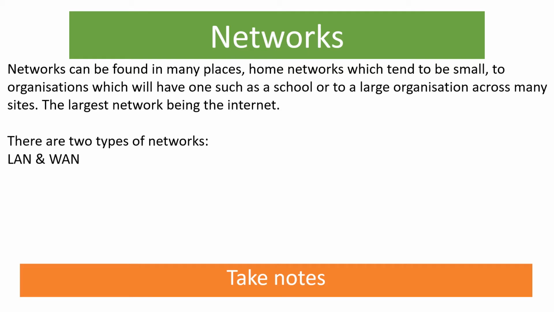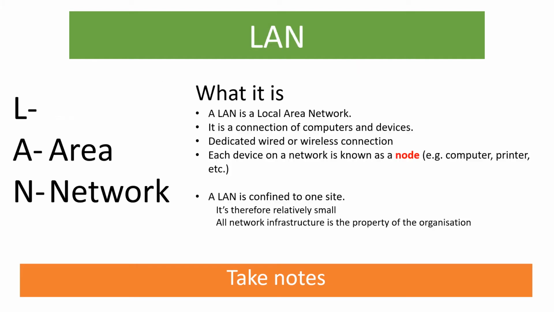So networks can be found in many different places. We have home networks which tend to be small, and in small organisations we have local area networks. The largest network that's available currently is the internet. We actually have two types of networks, a LAN, which is a local area network, and a WAN, which is a wide area network. Let's have a look at these two.